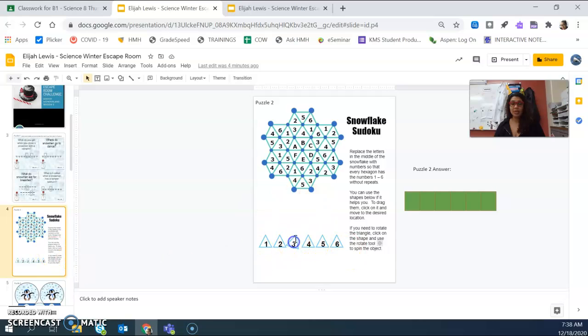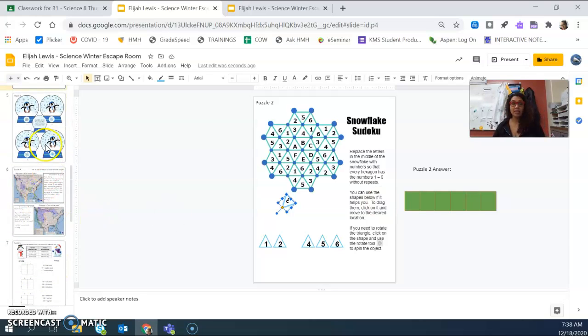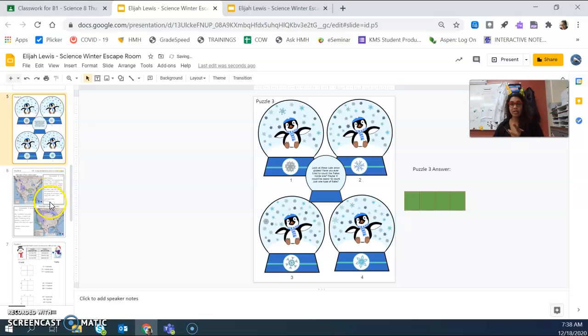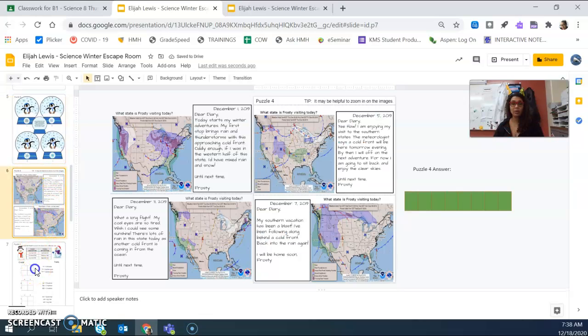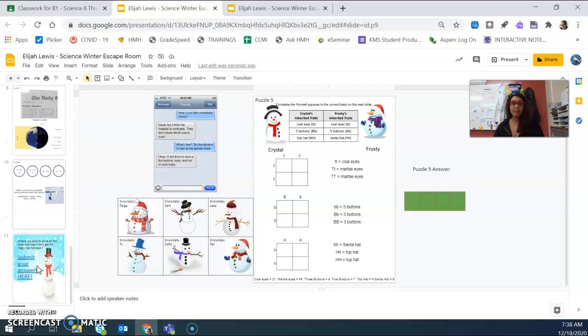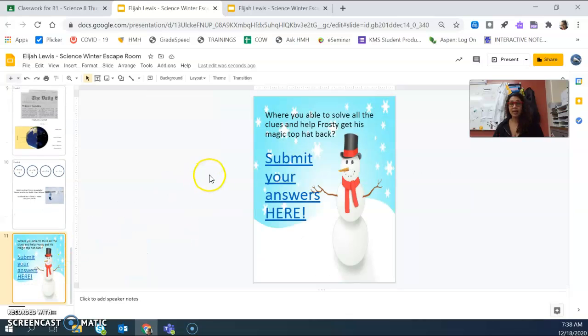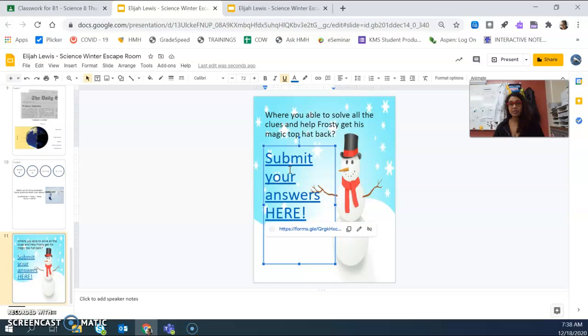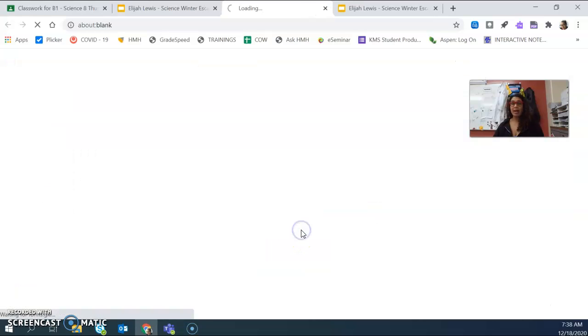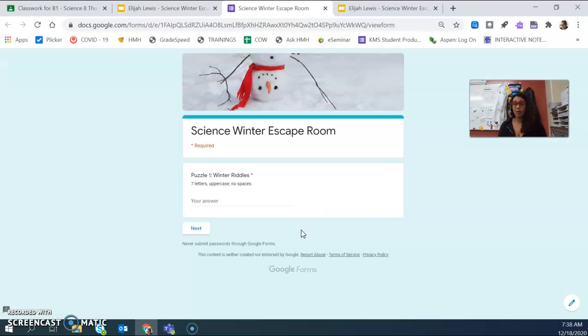Some of these puzzles you need to move little pieces around so they fit, but your answer goes right there. As I scroll down, I'm collecting all of my answers. There's an answer box for every single puzzle. As I get down to the bottom, I can submit my answers. When I submit my answers, it goes to a Google Form and it has you put in the answers one by one. So for puzzle 1, if you're correct, it'll allow you to put in puzzle 2.